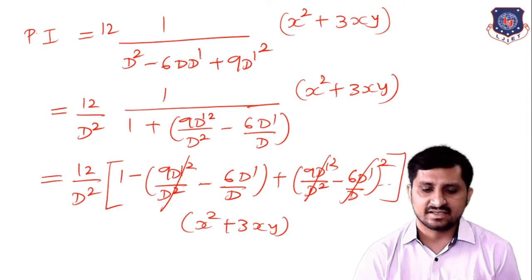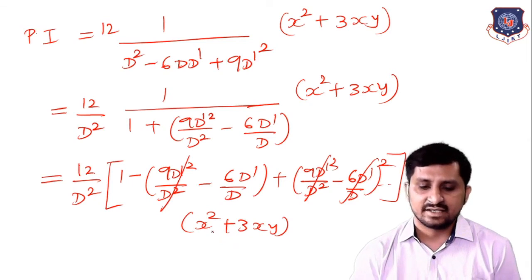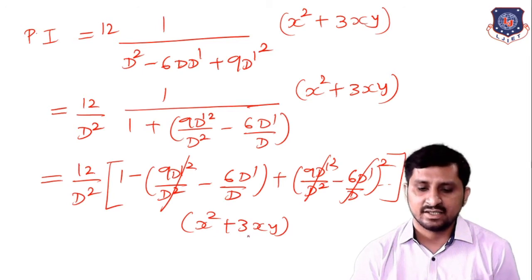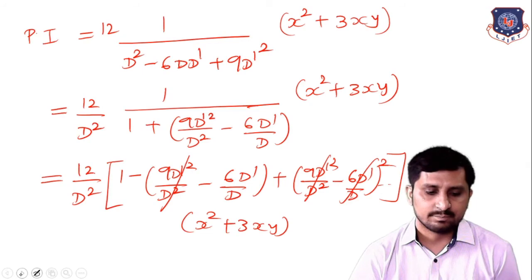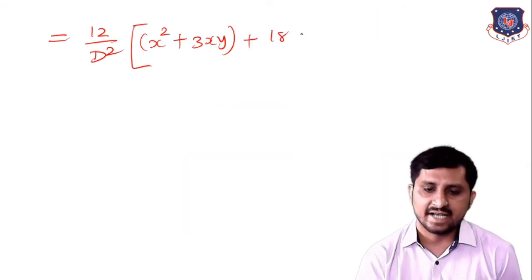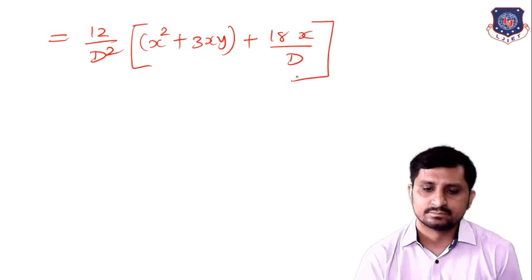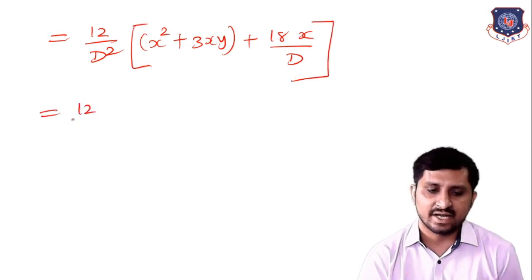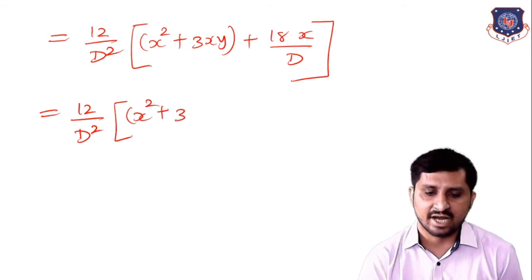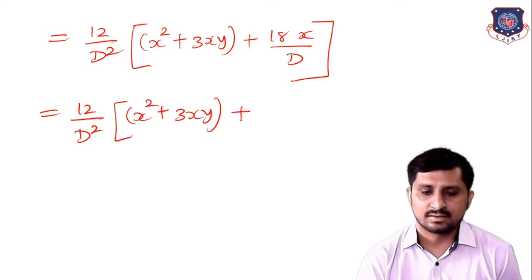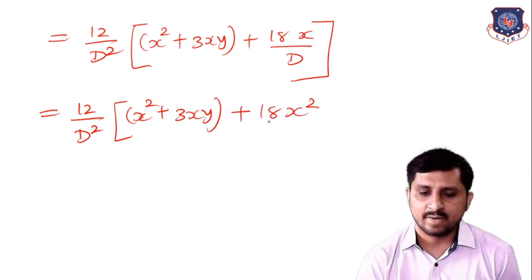Then minus minus plus 6 D dash. D dash means differentiation of this function, so I can write directly differentiation of this function with respect to y. Differentiation of x square is 0 with respect to y, differentiation of 3xy is 3x. So 3x into 6 is 18x divided by D. So plus 18x divided by D, and now this can be written as 12 by D square, x square plus 3xy plus 18 x square by 2.